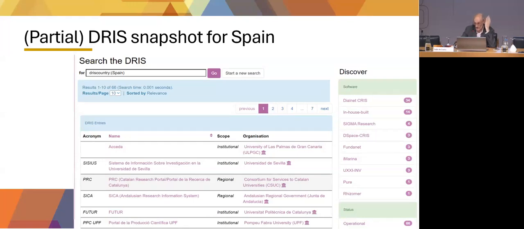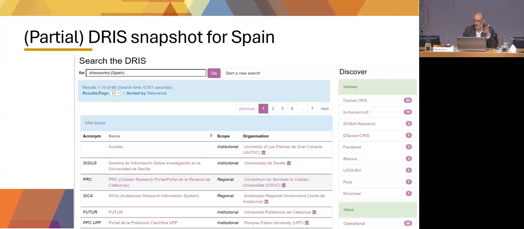Dialnet CRIS is very widespread these days. It's over half, rather two-thirds of the systems in Spain, but you have a very wide collection of software underpinning these CRIS systems in Spain. It's not fully comprehensive because we rely on institutions telling us, we have launched a CRIS, can you please put it into the DRIS? So if you check and your university is not there and you have a CRIS system, there is an online DRIS form on the euroCRIS website where you can send us the minimally sufficient metadata for a new entry to be added.